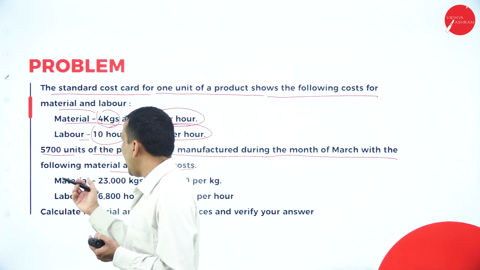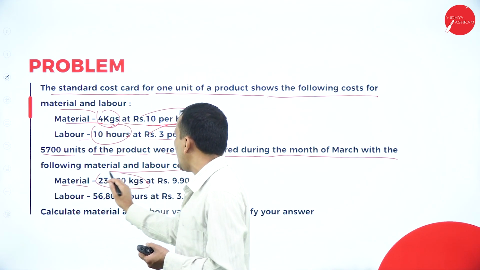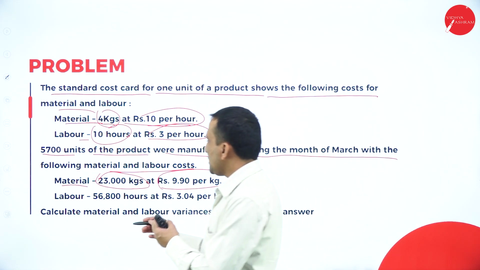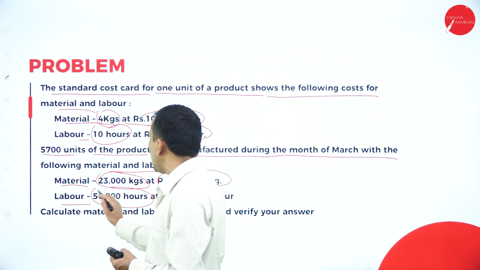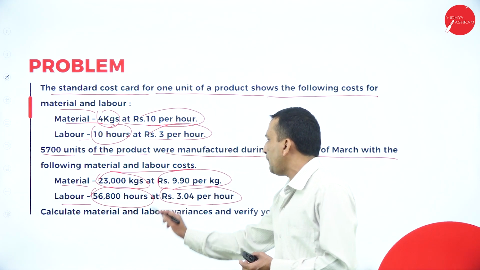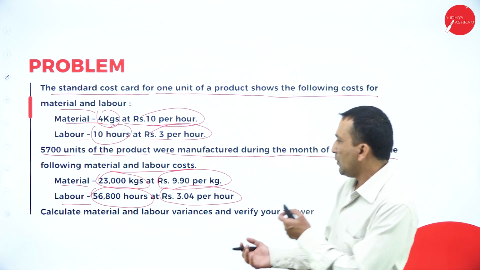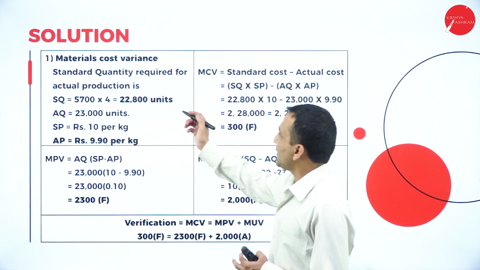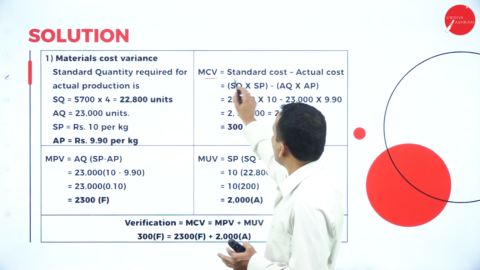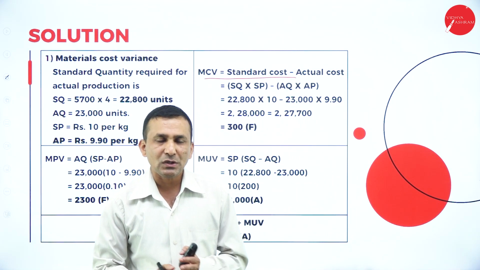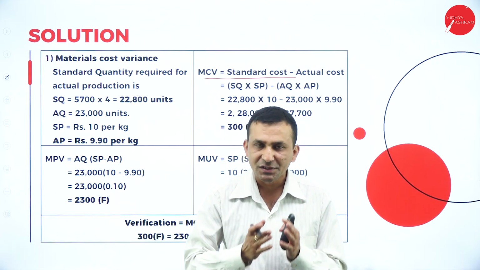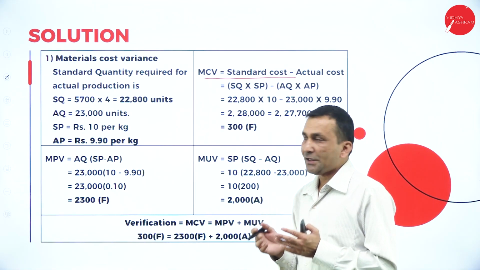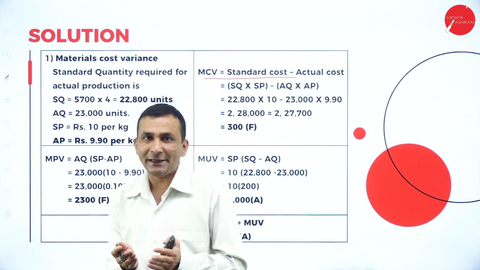Now moving to the actual one: material 23,000 kg at rupees 9.9, which is the material price. Obviously the labor here is 56,800 hours, given at the rate of 3.04, which is the actual rate. So now calculate material and labor variance and verify your answer. In this, we need to find the material cost variance, which is nothing but standard cost minus actual cost. How to get the standard cost? The standard quantity into standard price, if you multiply, you get the standard cost, and the actual cost is actual quantity into actual price.